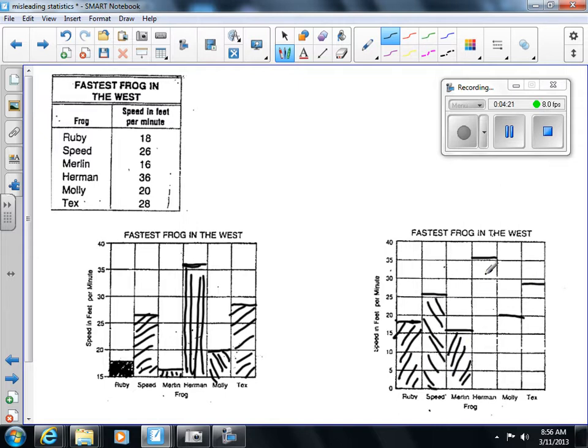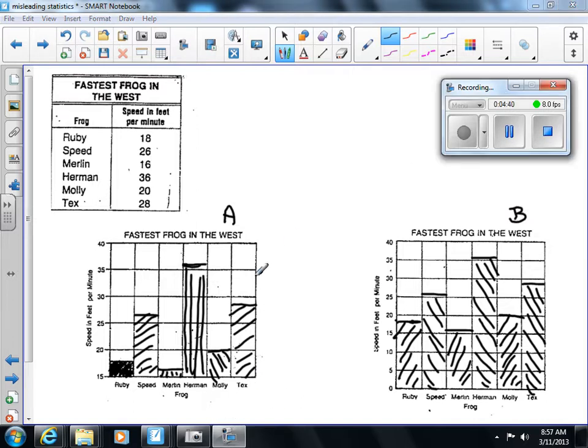Okay, now showing these, which one is a little misleading and why? Julia? Let's say this is A and this is B. Okay, you're saying A is misleading because of the axis. It didn't start at 0. It started halfway, about up to 15. So really your data over here looks like right here. But in this graph, it makes it look like, hey, they didn't get very far at all. They're going really, really slow. And that's not the case.